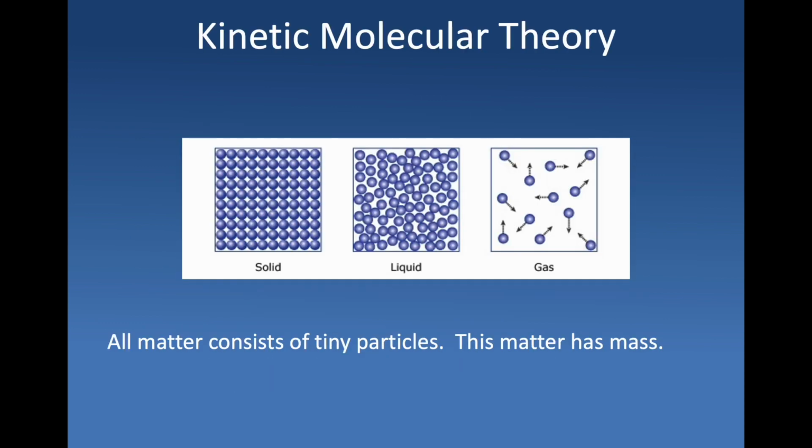So first off, the first thing about kinetic molecular theory is just that all matter consists of very tiny particles and that this matter has mass. And these are all things that we've talked about before.